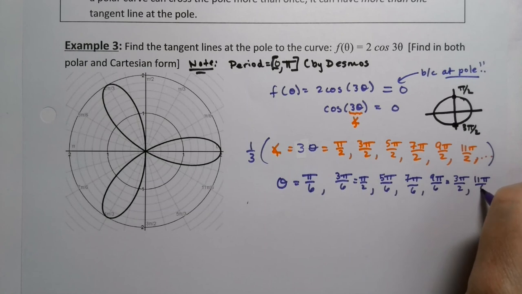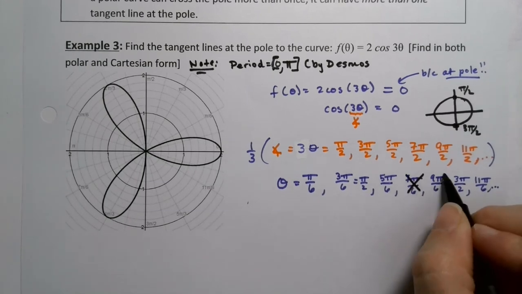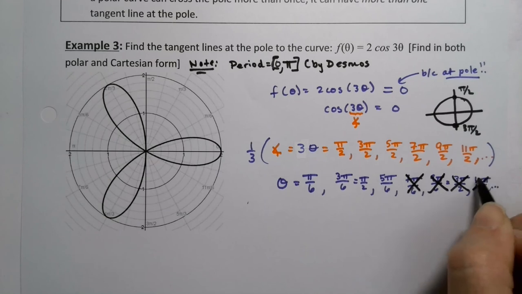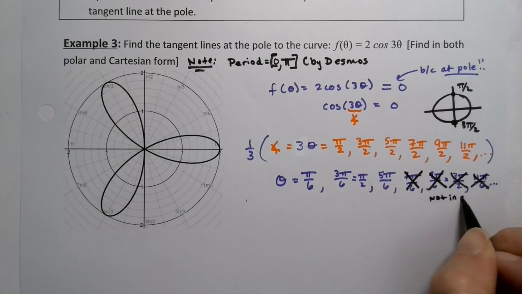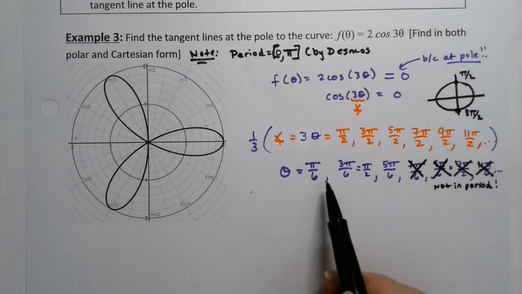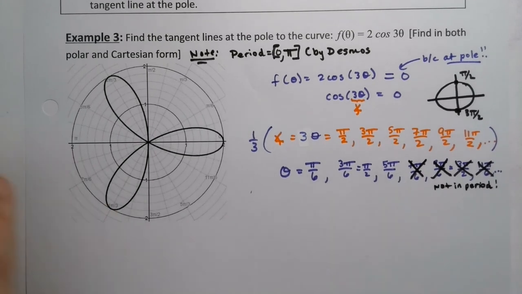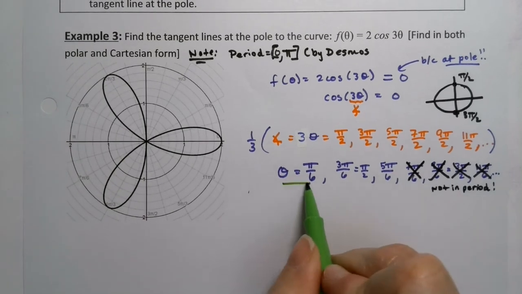Uh-oh. Hold on. This one, well, that one, and that one, you can cross them all off because they're not in the period. Right? See why it's so important to figure that out the first time? Right? So that means that I only want these 3 angles. I want pi over 6, which looks right there.